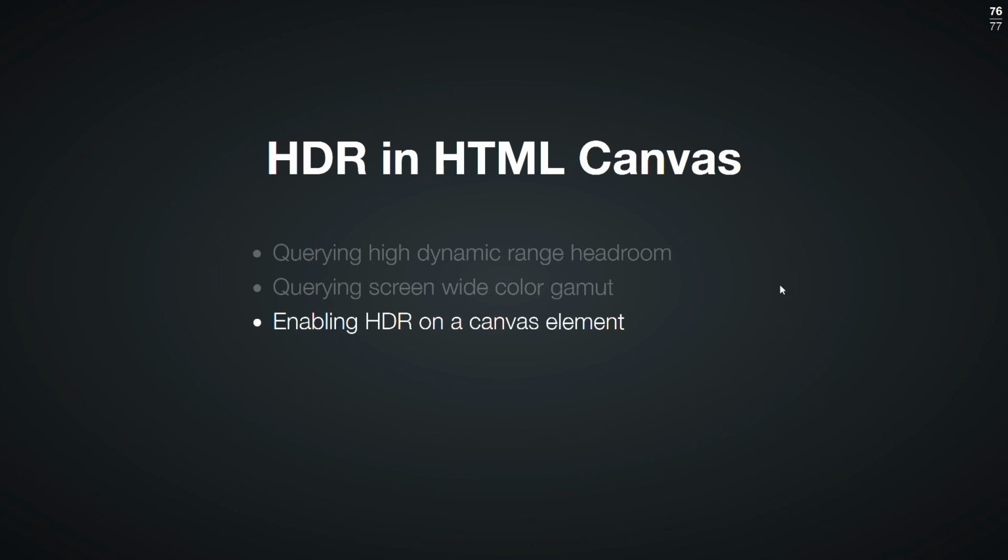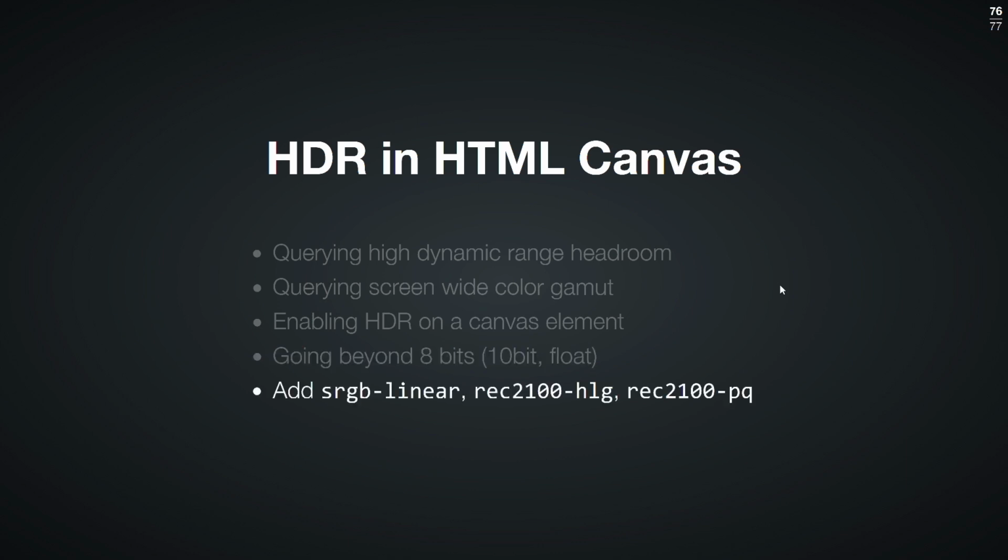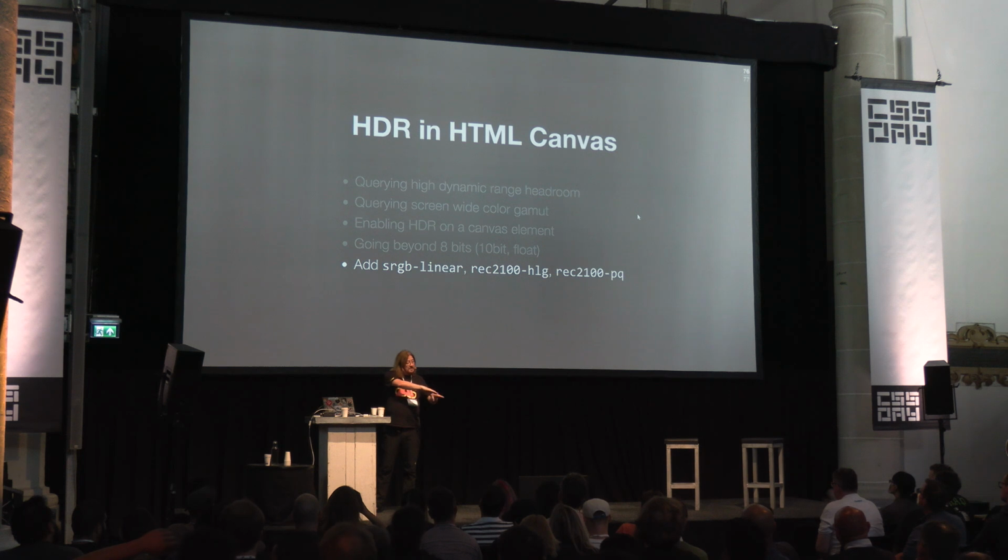And then you enable HDR. It's not enabled by default because it uses a lot more power, and that's an issue with battery drain on mobile. And then it goes beyond 8 bits because otherwise you'll get banding. So it's like 10-bit, float, half float, that sort of thing. And it adds 3 new color spaces. You remember the previous Canvas example, we had display P3 or we had sRGB. So it adds sRGB linear. Why? That's where it doesn't have a gamma curve. It's just a straight luminance.